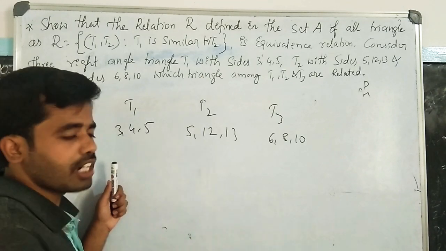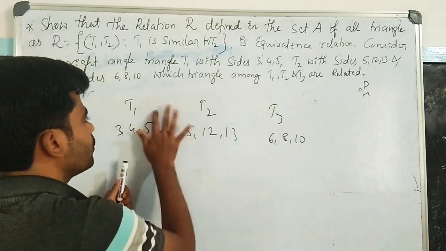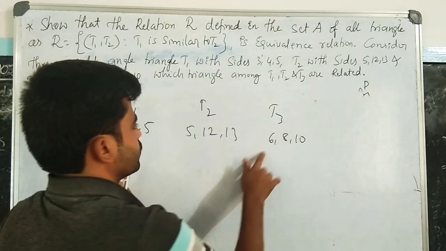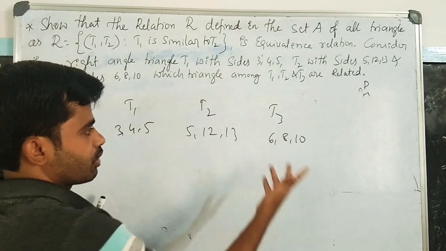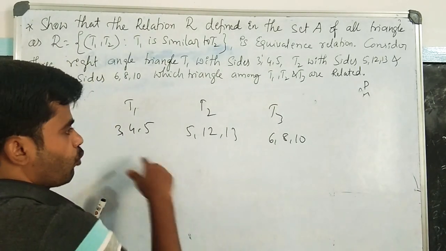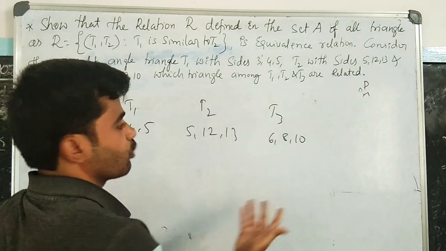Then corresponding sides are not in proportion. Hence there is no relation between these two. Let me check these two. 3 by 6, what will come? 1 by 2. 4 by 8, 1 by 2. 5 by 10, 1 by 2.